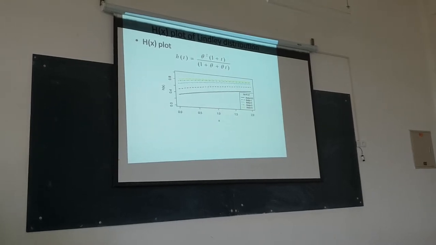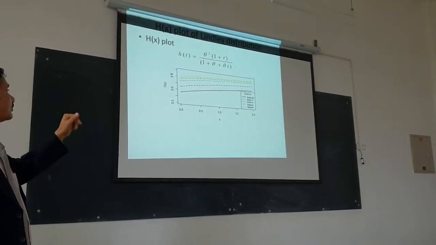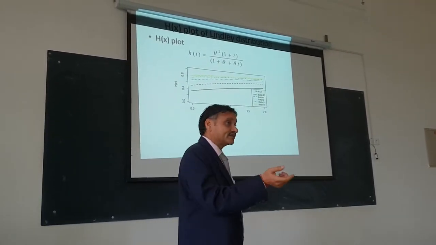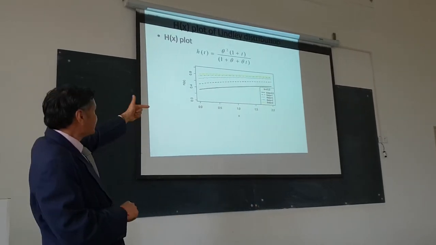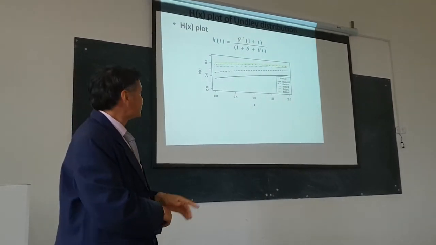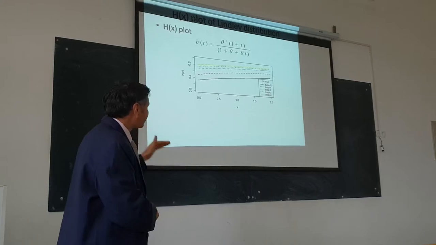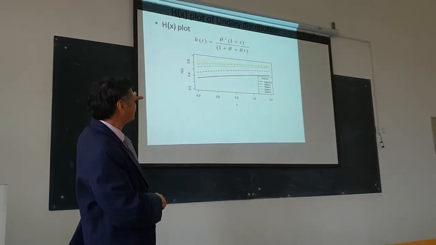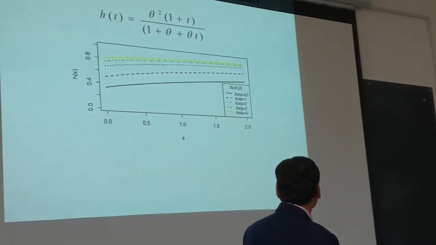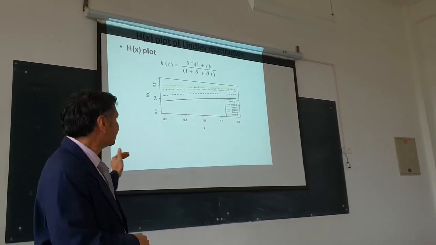And now I am talking about the failure rate. The failure rate function is theta squared over 1 plus theta, times 1 plus x over 1 plus theta plus theta x. This became popular especially in reliability theory, like the exponential. Why did it become popular? Because it has a slightly increasing failure rate. Increasing the value of theta also increases the failure rate, but only slightly with respect to time. On the x-axis it should be t, but by default it was x. So with respect to time, it is increasing, but slightly.